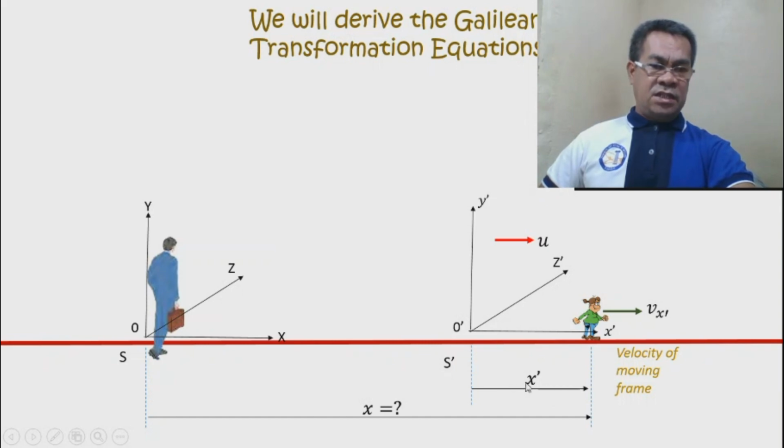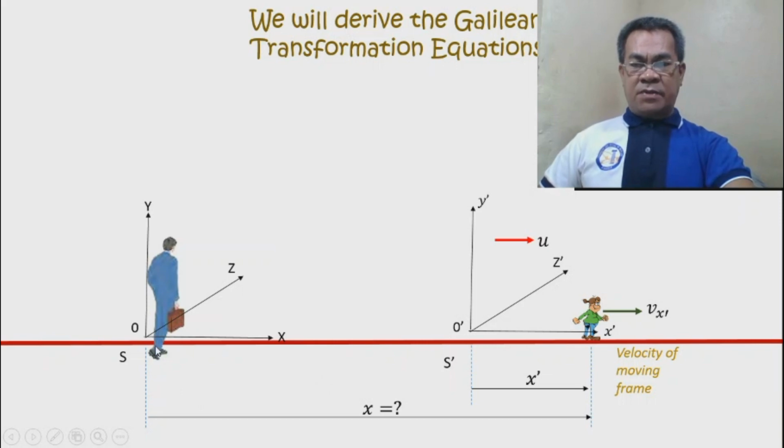So this is the position description of the S prime frame. Take note that the distance of the moving frame from the inertial frame, the S frame, is actually the distance. By the way, the speed of the frame is u. We will assign this: it is moving at a constant speed of u.